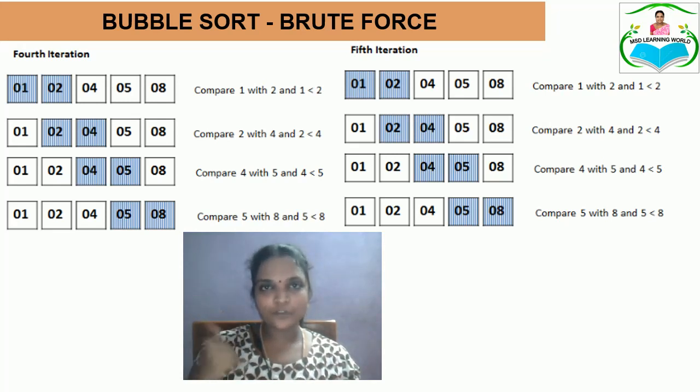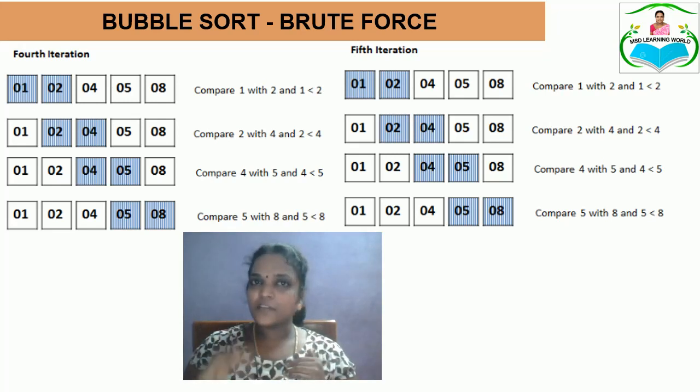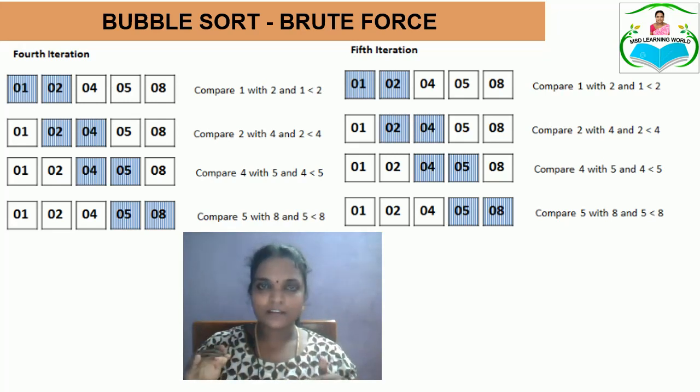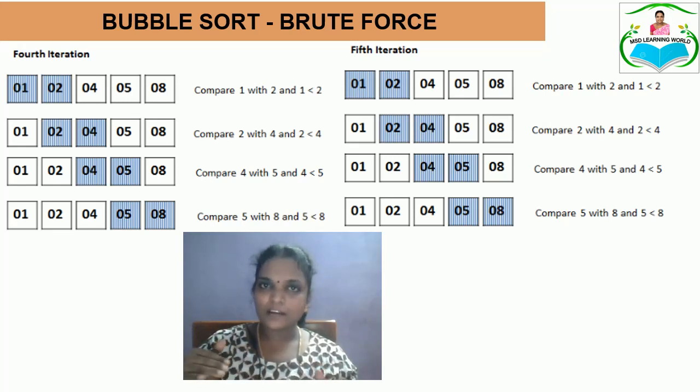Now coming to the fourth iteration, again 1 is compared with 2, no swapping is done. 2 is compared with 4, no swapping is done. 4 is compared with 5, no swapping is done. 5 is compared with 8, no swapping is done. Again in the fifth iteration 1 is compared with 2, no swapping is done. 2 is compared with 4, no swapping is done. 4 is compared with 5 and 5 is compared with 8, no swapping is done. So the 5 iterations are over and we have compared all the elements.